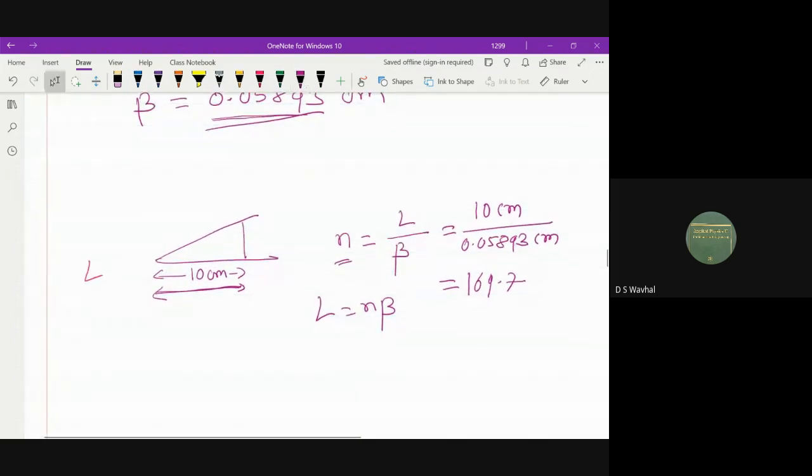But the number of fringes cannot be 169.7, so we have to round that up to 170. So n equals 170. So in a distance of 10 centimeter, there would be 170 bright fringes or dark fringes, whatever.